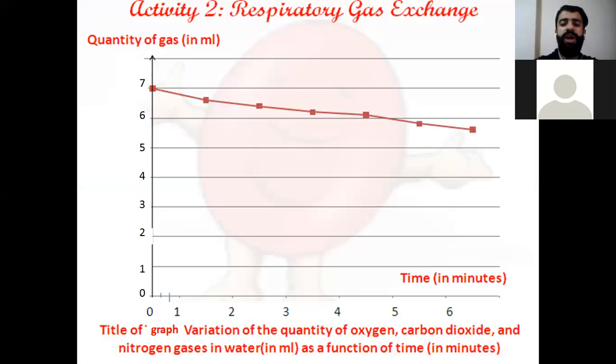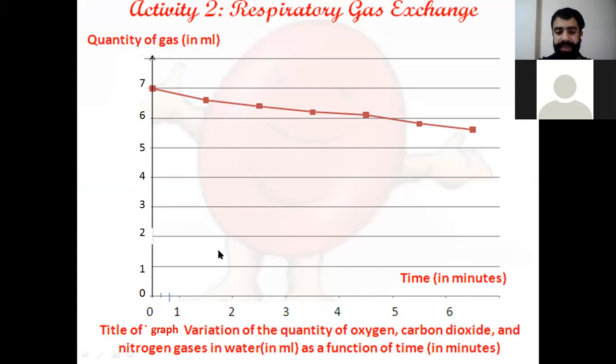Let's start first with the graph. The graph will include 3 different lines. One of them for oxygen, second for carbon dioxide, and the third for the nitrogen. So first of all, you have to write the title for the graph. This line, time in minutes, represents what? It's the x-axis. And this one, the quantity of gas in milliliter, represents the y-axis.